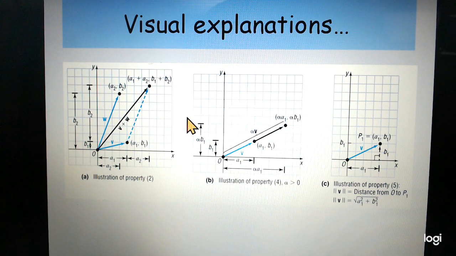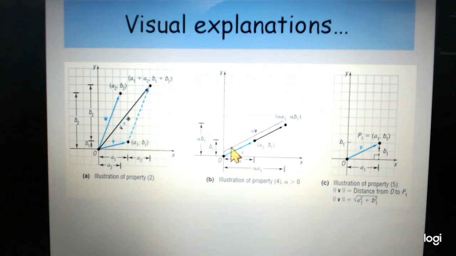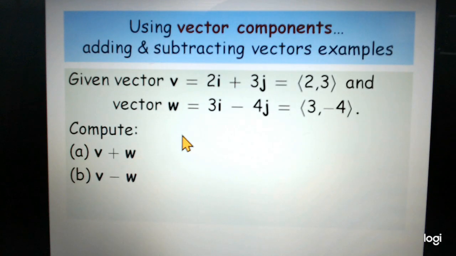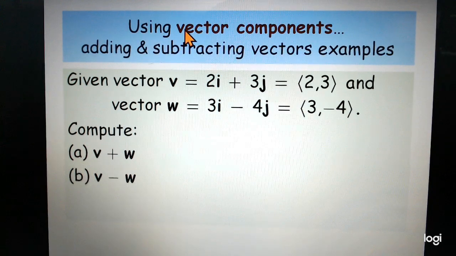Okay, again, we have some visual explanations here. I don't want you to worry about all the notation. Most of this is common sense. So let's not worry about this. You can go back and look at it later if you wish, but it is pretty much common sense. So moving along, let's do some examples.